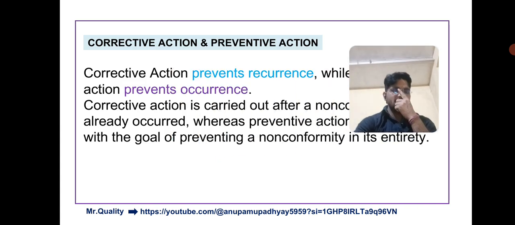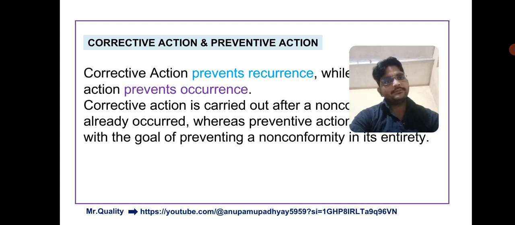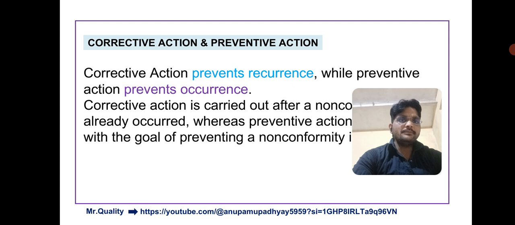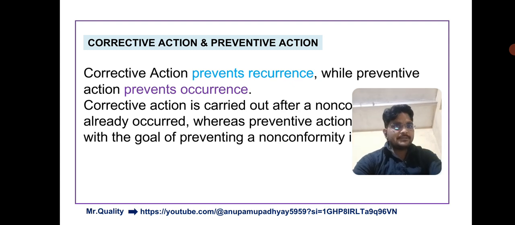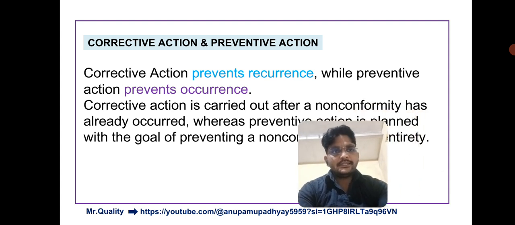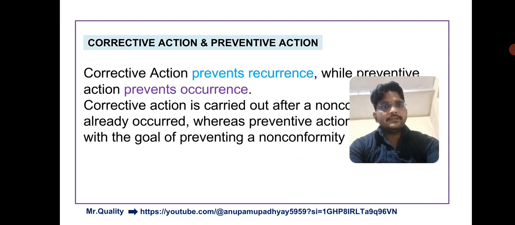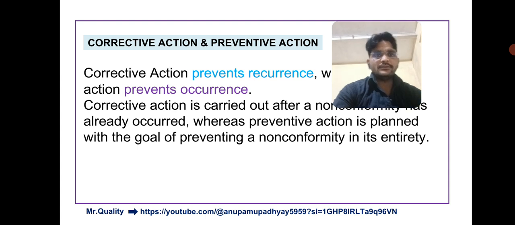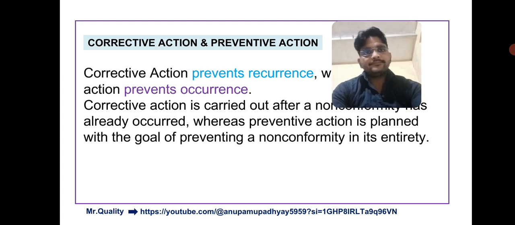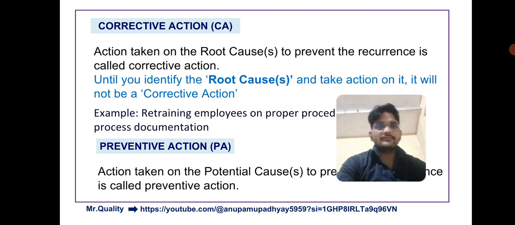What is CAPA? It means corrective action and preventive action. Actually, corrective action prevents recurrence, while preventive action prevents occurrence. It means corrective action is after defect generation and preventive action is before defect generation. Corrective action is carried out after a non-conformity has already occurred, whereas preventive action is planned with the goal of preventing a non-conformity entirely.